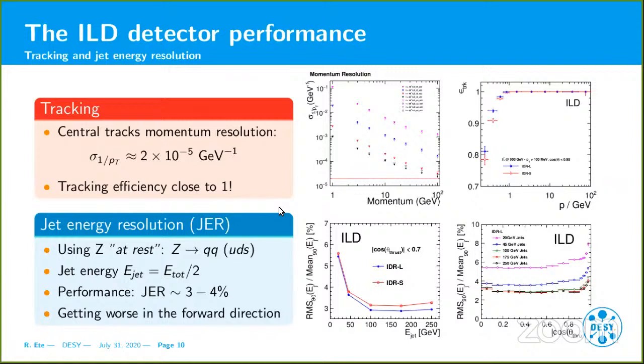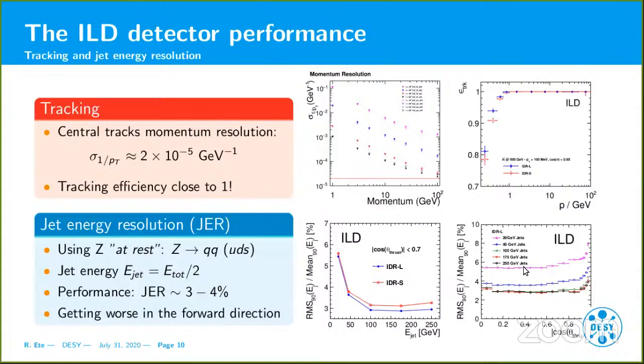For the jet energy, this is the second thing we usually look at for the detector performance. We use specific samples, which we call Z at rest, basically Z without any kinematic energy, just decaying there with UDS jets back to back. What we do is compute the total energy and divide it by 2. It's basically what we estimate as the jet energy for the detector performance. There, the goal is set to have something like around 3 to 4%, and this is what you can see there on the left. We really reach this performance there.